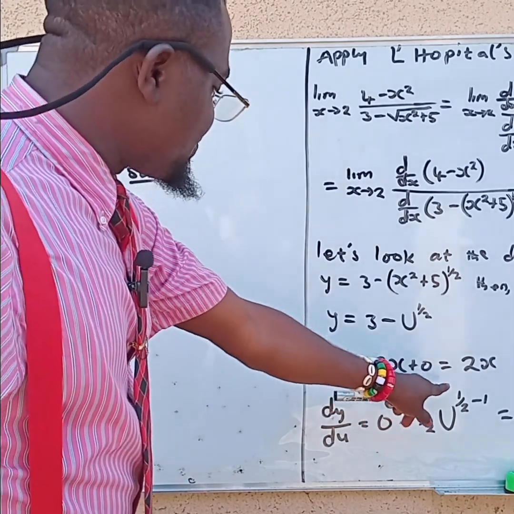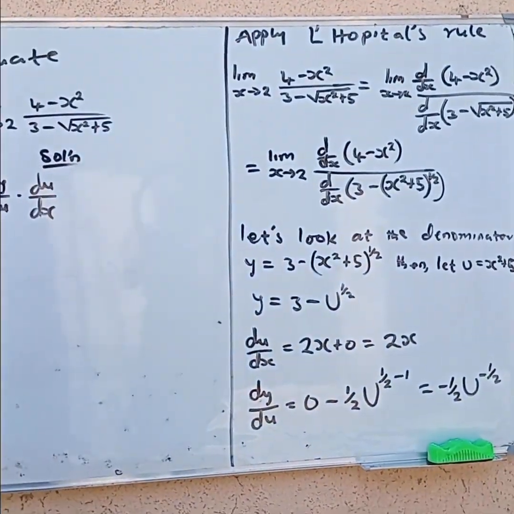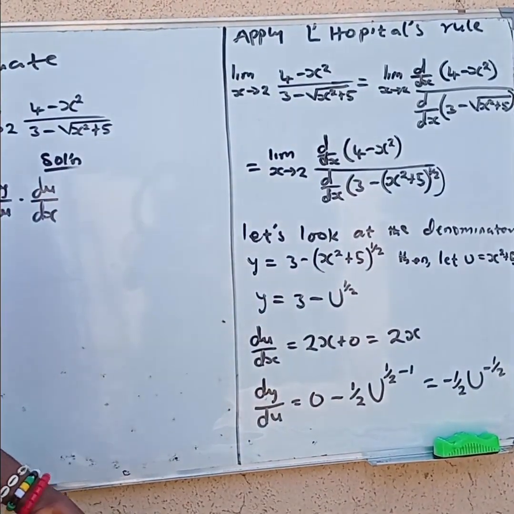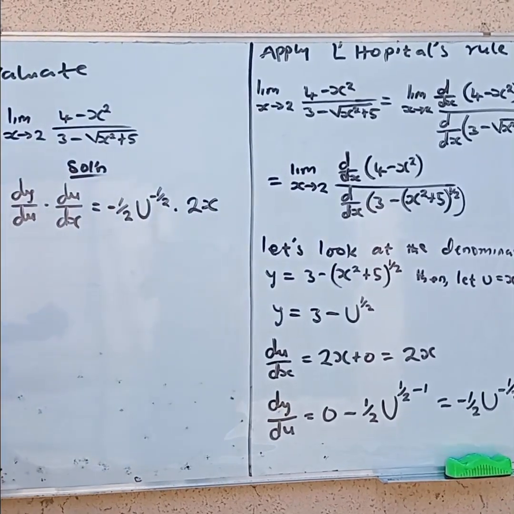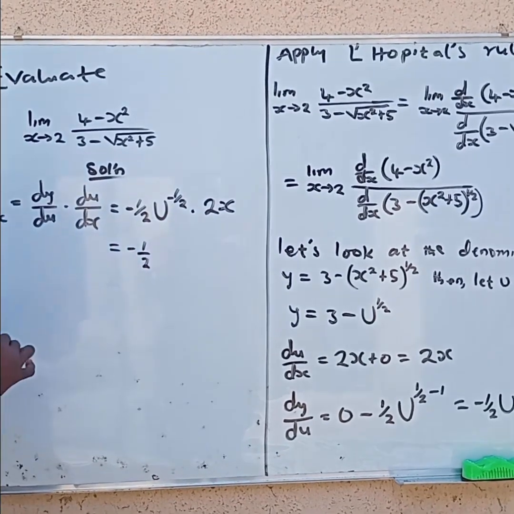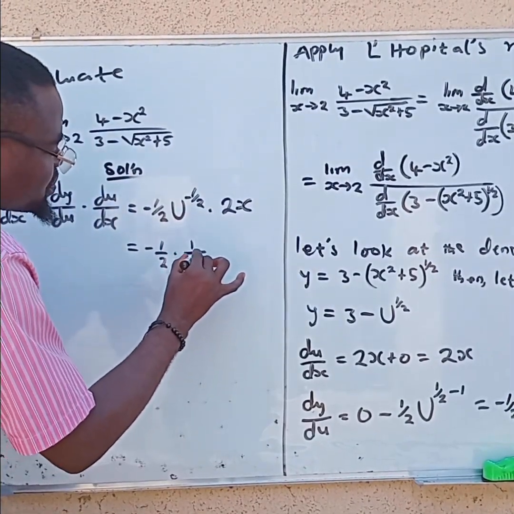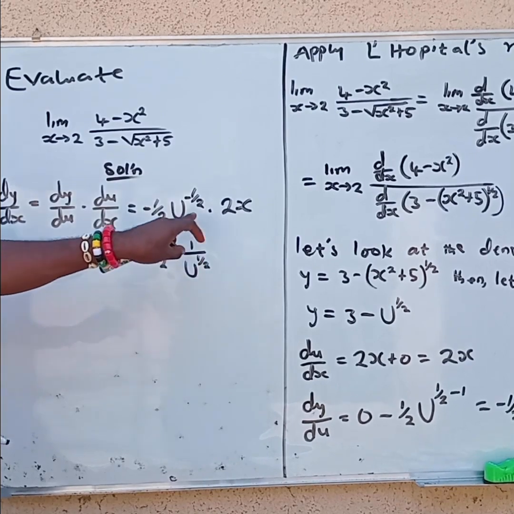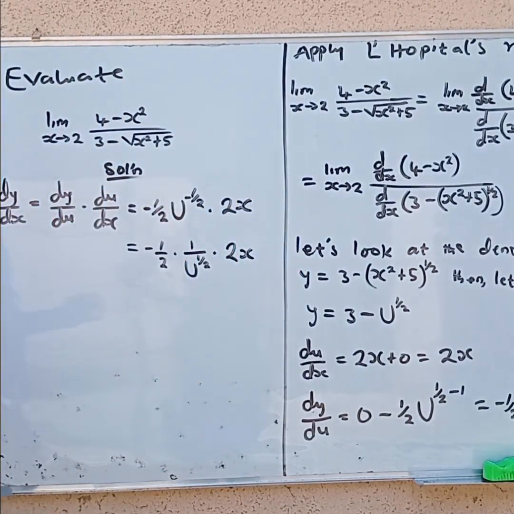So if we multiply it, that means dy/du is minus 1 over 2 u raised to the power of minus 1 over 2. And now if we have it in this form, our u is what? x squared plus 5. So du/dx will now give us 2x. Right. Now, this simply means minus 1 over 2 dot 1 over u raised to the power of half, because since there's minus 1 over 2, if I bring it down, the minus will go away. So dot 2x. Are you seeing something here?